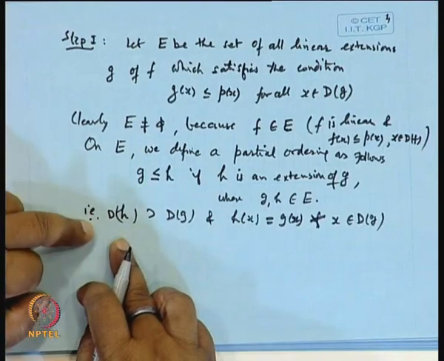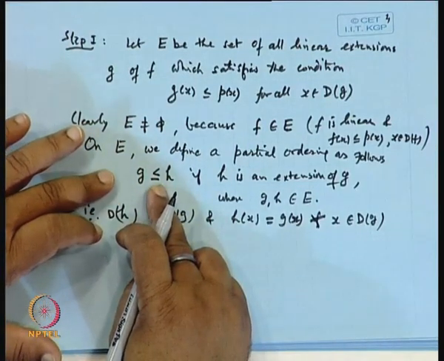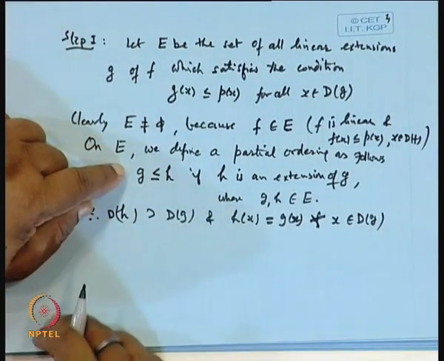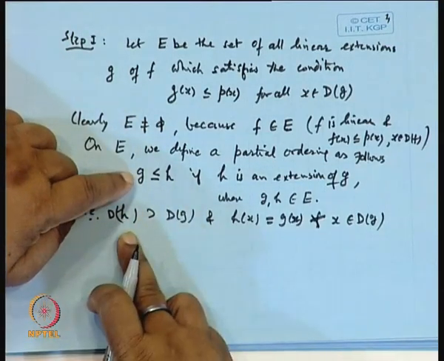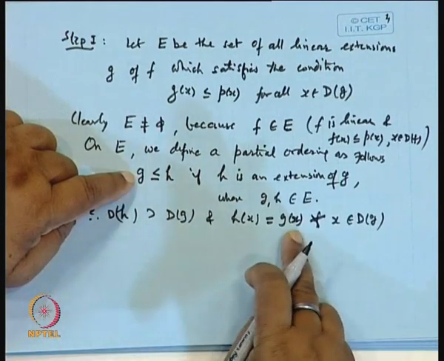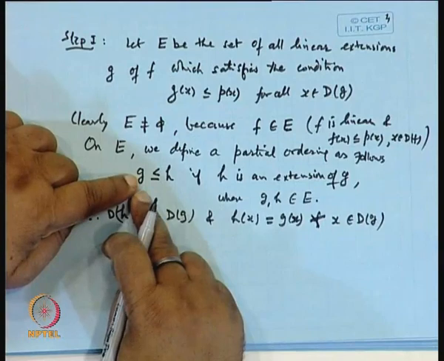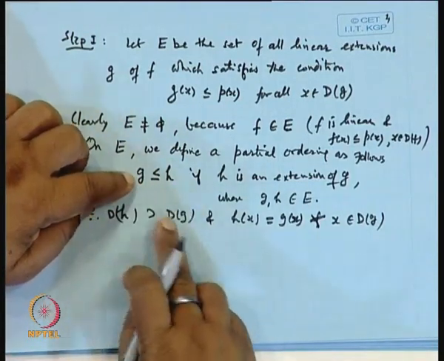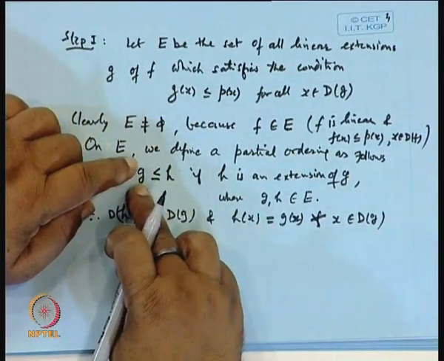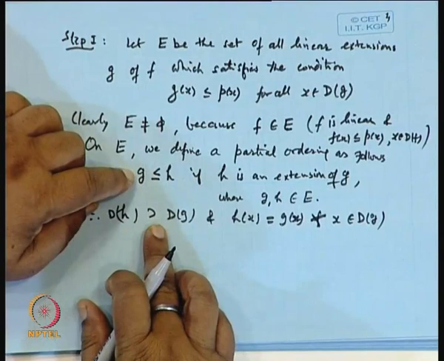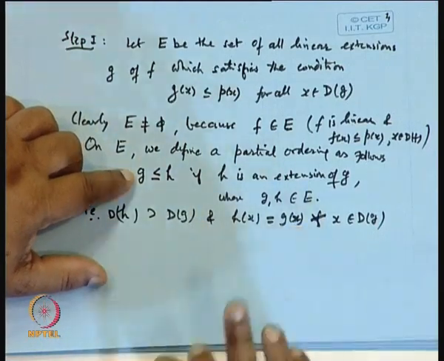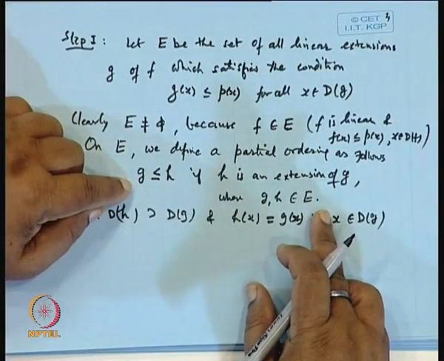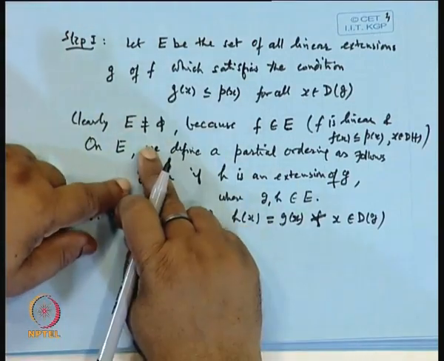Okay. Now, we claim that this is a partial ordering relation. Why? First, it is reflexive. Each G is related to itself, because G is an extension of G itself. The domain of G covers the domain of G, and this condition is satisfied. So, the reflexive property is satisfied. Anti-symmetric: if G is related to H, then this condition holds; if H is related to G, then the reverse condition holds, that is, D(H) covers D(G) and vice versa. So, in fact, both will be equal: the domain of G and the domain of H will be equal and they will satisfy the condition. So, anti-symmetry and transitivity also follow. So, it is a partially ordered set, that is, we are able to introduce the partial ordering relation on E.